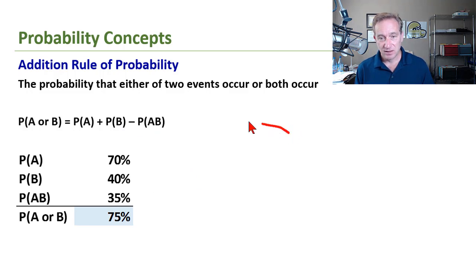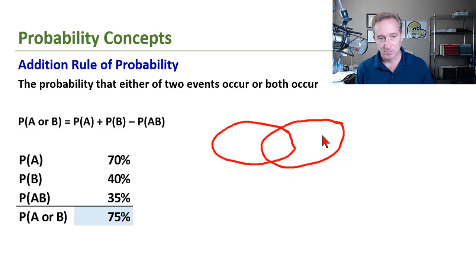So if we have the probability of A given here and the probability of B given here, then what we're doing is we're adding A and adding B, but that double counts what they have jointly in common here. So we subtract one of the double counting, and that gives us the total area. So here, for example, if the unconditional probability of A is 70% and the unconditional probability of B is 40%, and their joint probability is 35%, then the probability of A or B, right, is equal to 75%.